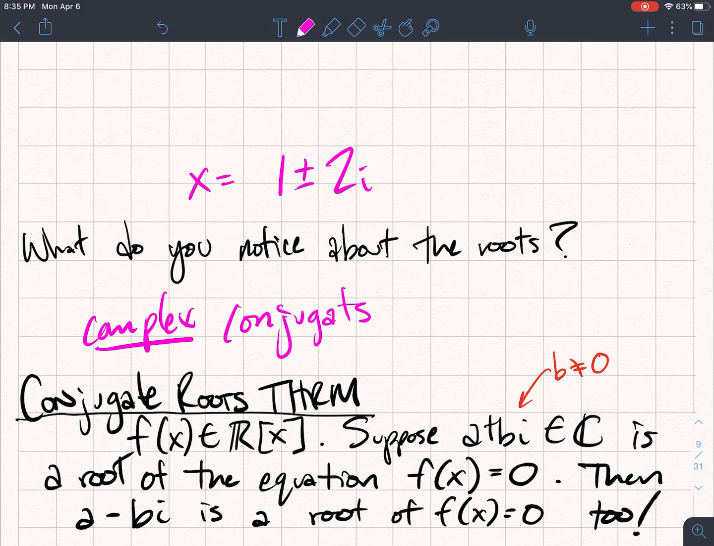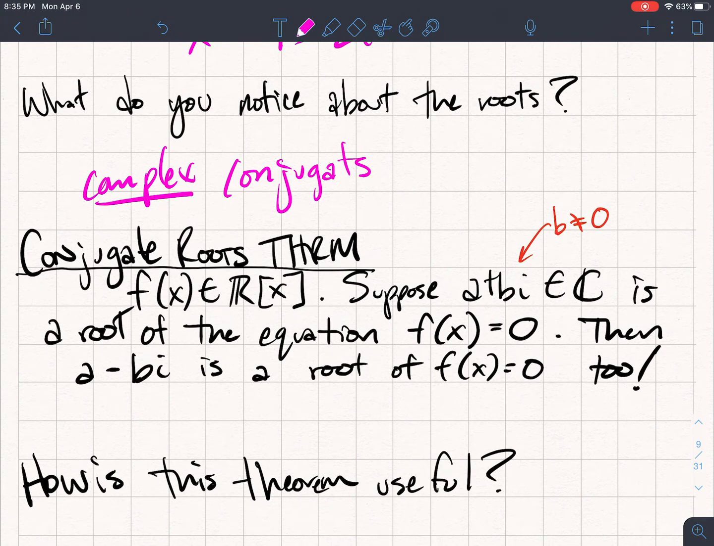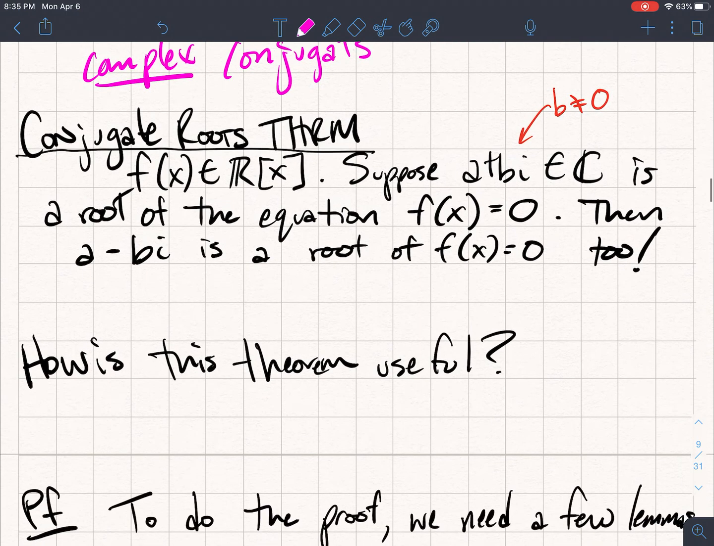For any polynomial with real coefficients, if the complex number a plus bi, where b is not 0, is a root of the equation f of x equals 0, then we know a minus bi is also a root of f of x equals 0. So what this says is that the complex roots of a polynomial with real coefficients always come in complex conjugate pairs. This theorem is useful because if you have one complex root, you automatically get the other one. You get the other one for free. You know what it is.